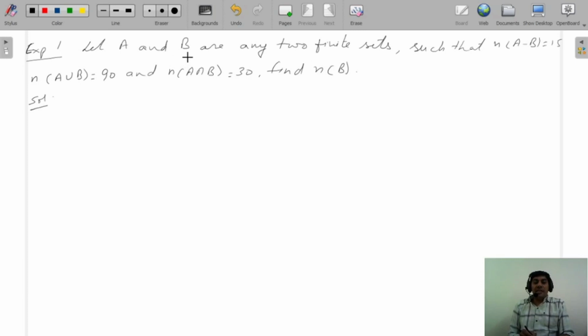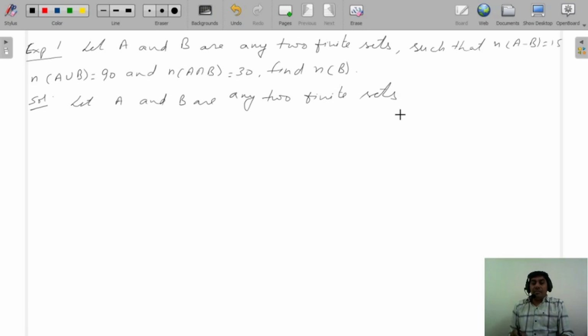Solution. It is given that A and B are any two finite sets and number of elements in A minus B is 15, number of elements in A union B is 90, number of elements in A intersection B is 30. We have to find the number of elements in B. So let A and B are any two finite sets.